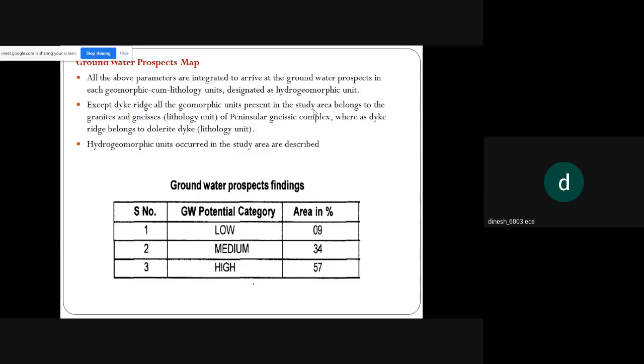All the parameters that are integrated to arrive at groundwater prospects in each geomorphic lithology unit are designated as hydrogeomorphic units. Except the dike ridge, all the geomorphic units present in this study belong to the granites and gneiss lithology unit of peninsular gneissic complex, whereas the dike ridge belongs to dolerite dikes.